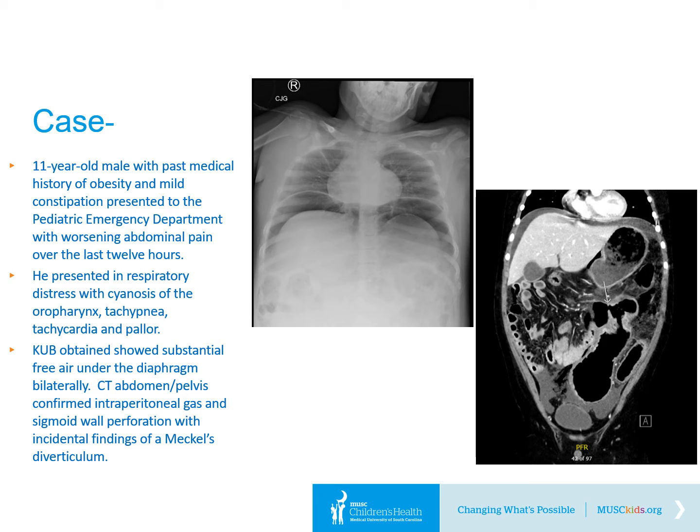A KUB was rapidly obtained that showed substantial free air under the diaphragm bilaterally. He also then quickly received a CT abdomen pelvis that confirmed the intraperitoneal gas and sigmoid wall perforation with an incidental finding of the Meckel's diverticulum. You can see the X-ray and the CT on the right showing the substantial amount of free air, and in the CT you can see the sigmoid perforation along with the free air throughout his abdomen.